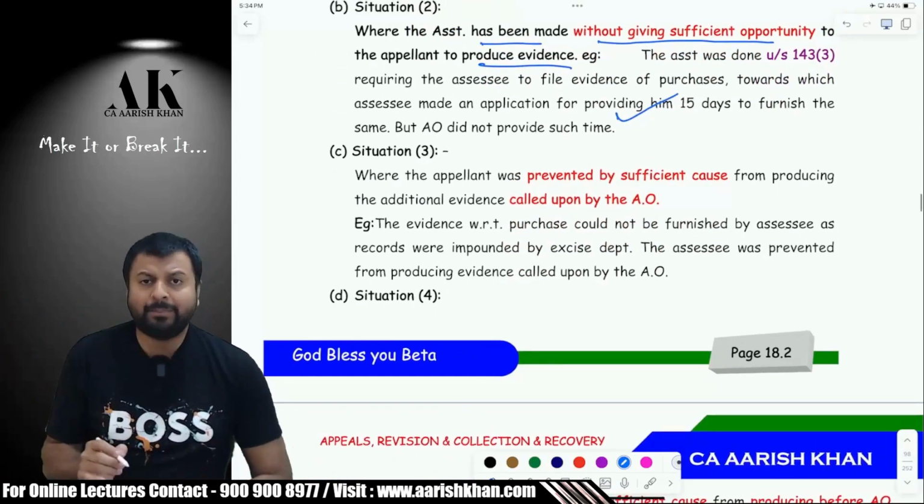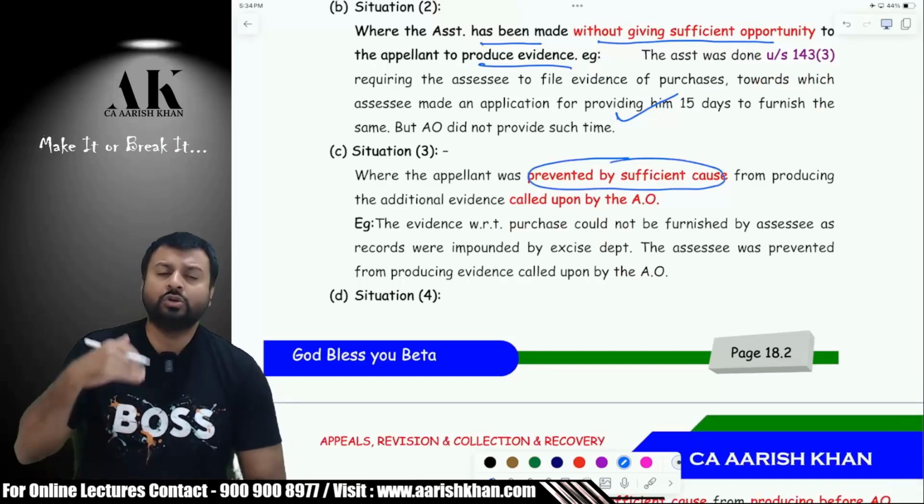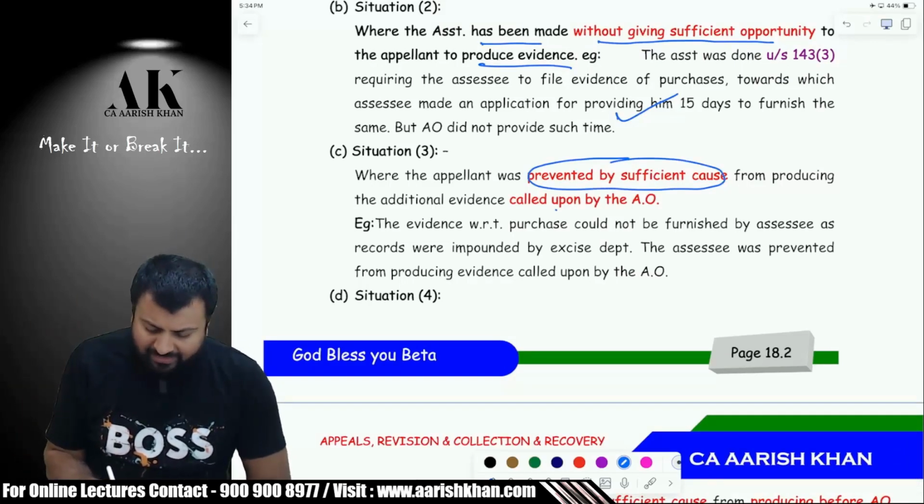Third one, where the appellant was prevented by sufficient cause. You were prevented by sufficient cause from producing the evidence called upon by the AO.